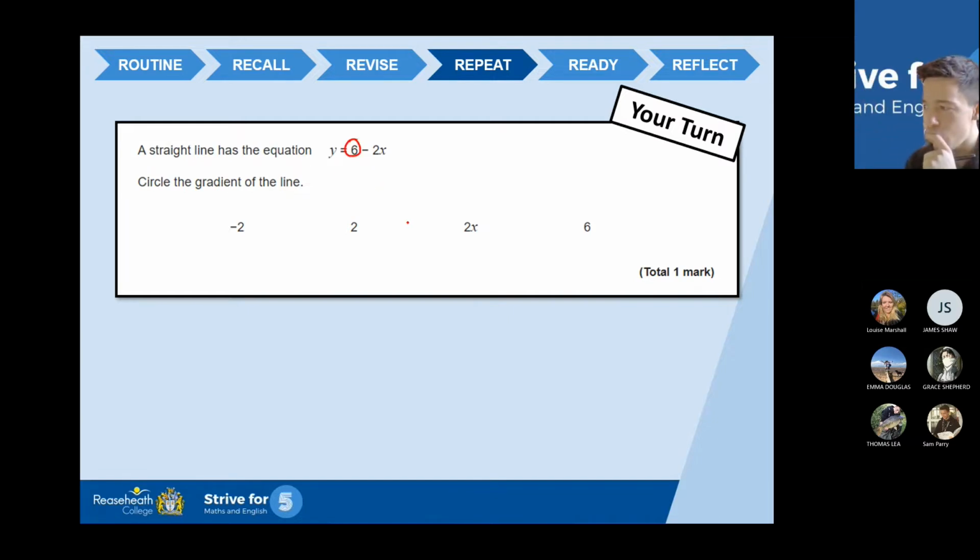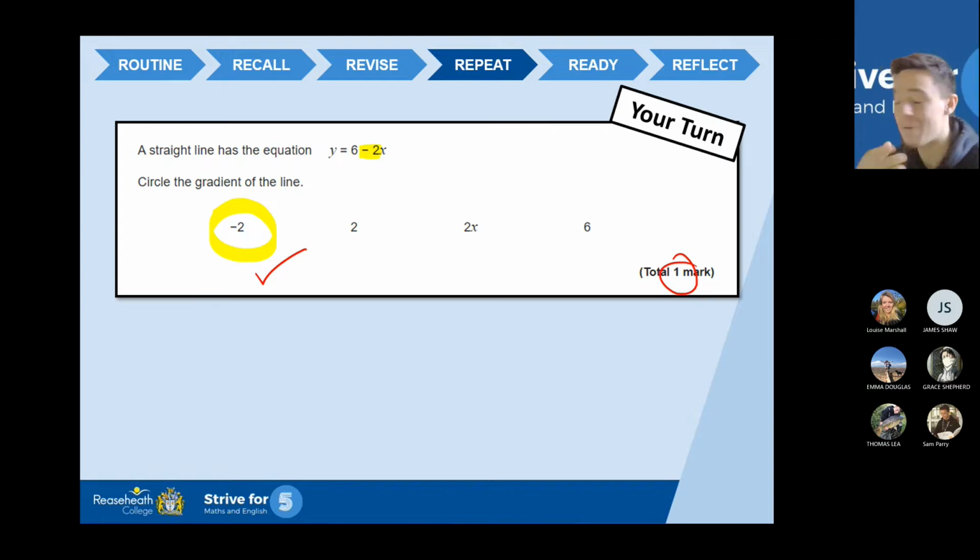Ooh, look at this. This is clever. The gradient of the line is always the number before the x. What do we have before the x? We have a -2. That is saucy. That is proper saucy. That question is worth a mark as well.